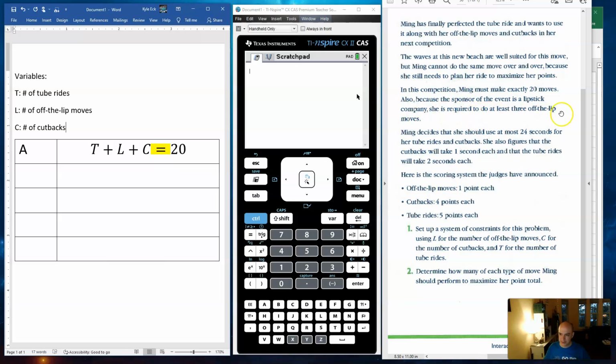She is required to do at least 3 off-the-lip moves, so I'm going to call that constraint B. We're going to say L, the number of off-the-lip moves, is greater than or equal to 3.